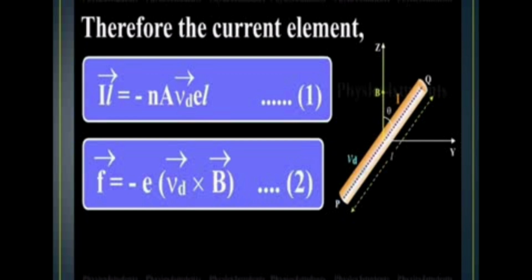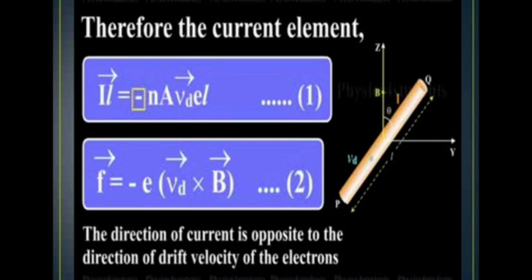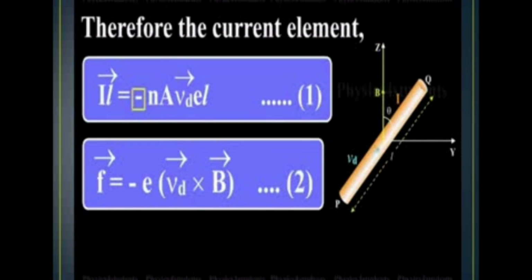The force experienced by a charge is F equal to minus E, v_d vector cross B vector. The negative sign indicates that the direction of the current is opposite to the direction of drift velocity of the electron. That's why we put the negative sign there. So F is equal to this value. This is the force acting on only one electron, but the conductor contains a large number of electrons.